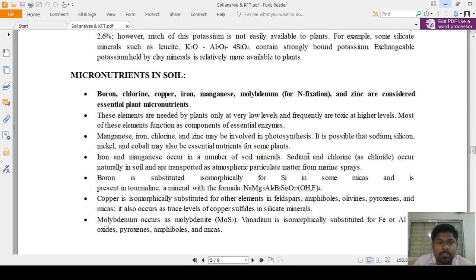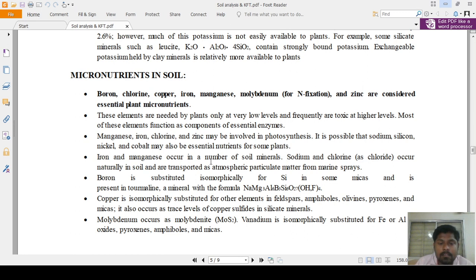Then the micronutrients in the soil. Which kinds of micronutrients are present in the soil? Boron, chlorine, copper, iron, manganese, molybdenum for nitrogen fixation, and zinc are considered as essential plant micronutrients. And some of the points are here. The elements are needed by plants only at very low levels and frequently are toxic at higher levels. Manganese, iron, chlorine and zinc may be involved in photosynthesis. Sodium, silicon, nickel and cobalt may also be essential nutrients for some plants.